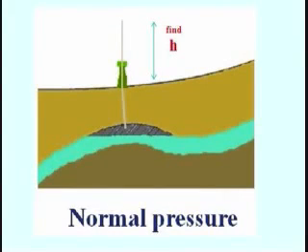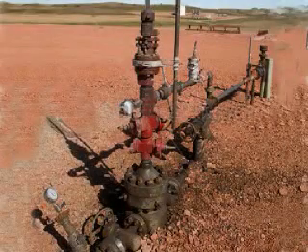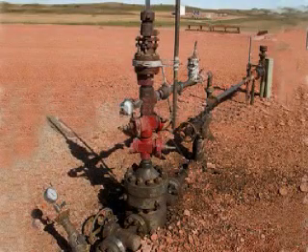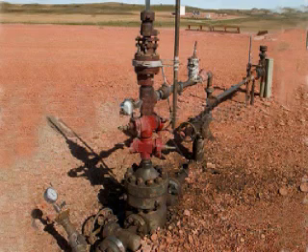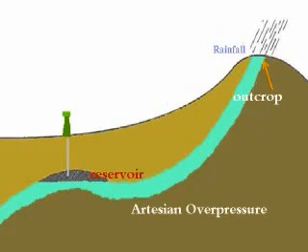So to answer the question of whether we need a pump to get the oil to the surface, the answer is no. The normal pressure of oil at the bottom of the hole was enough to push it to the surface. Gas will come out even faster because its density is even lower. Now let's look at a reservoir with abnormal pressure in an artesian overpressure.